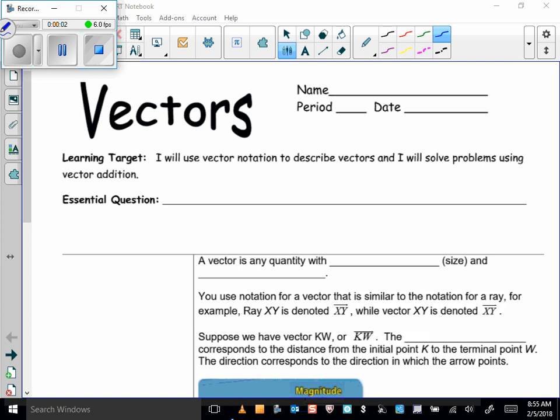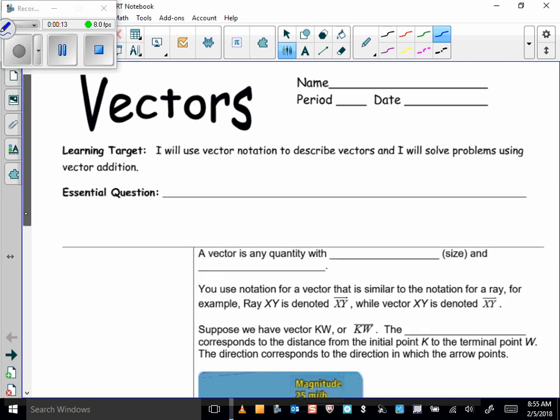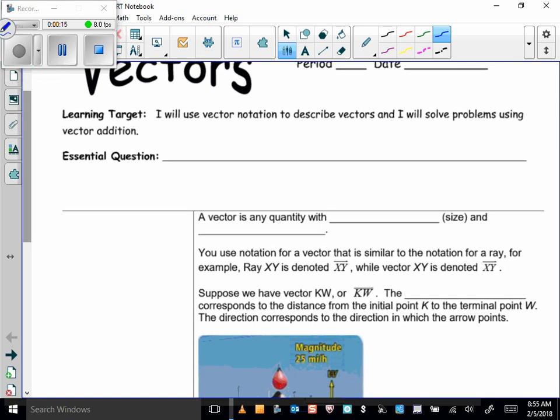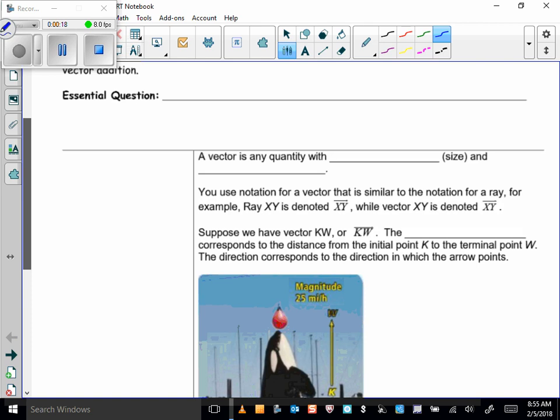Today's lesson is on vectors, and we're really going to do just a pretty superficial probe into vectors. You'll use vectors a whole lot more when you get into pre-calc and calculus. So this is just kind of going to whet your appetite for it. So what is a vector?